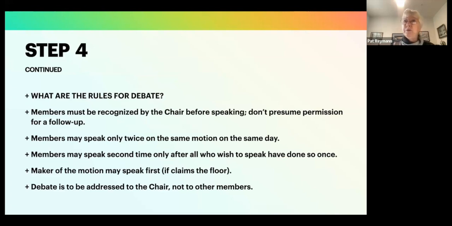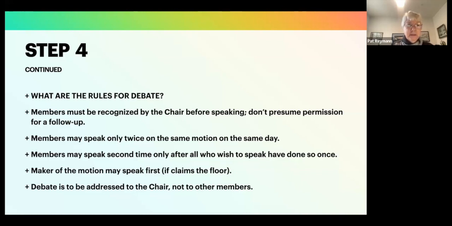So what are the rules for debate? There are a bunch. This is not all of them, but these are the ones that probably are the top few. As I said before, members must be recognized by the chair before speaking. And don't presume that you've got permission for a follow-up. Say what you want to say, and then you'll be done for then. You don't get a chance to clarify necessarily or speak again right away. So don't presume that you can just follow that up right away.